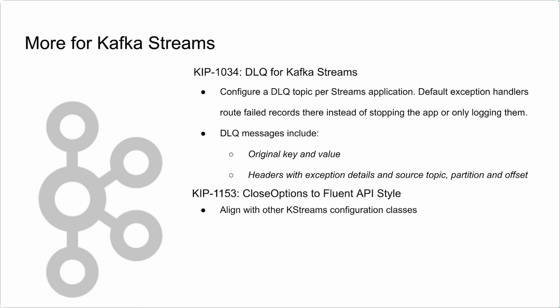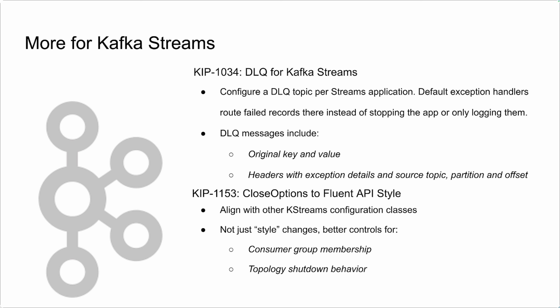Most configuration classes in Kafka Streams follow the Fluent API pattern, but close options was a bit of an outlier. KIP 1153 refactors close options to be consistent in style with those other config classes. But this KIP goes beyond just style. It provides a more flexible and explicit way to control consumer group membership and topology shutdown behavior.